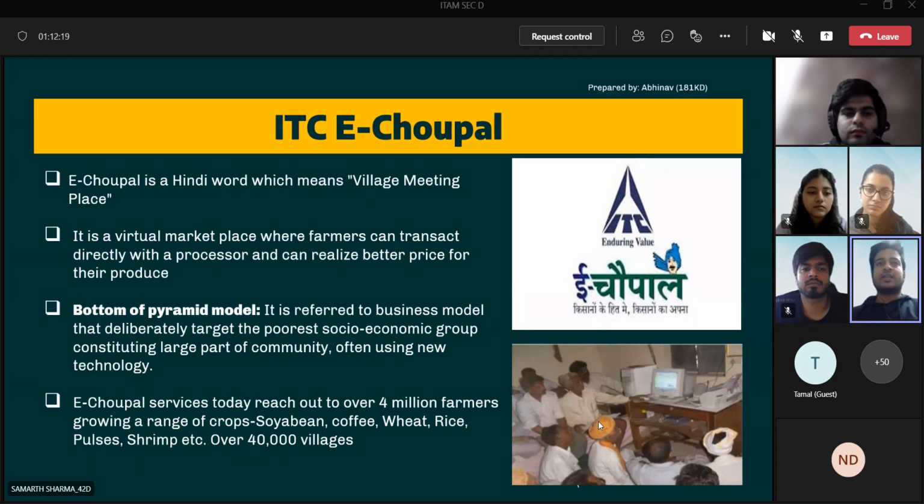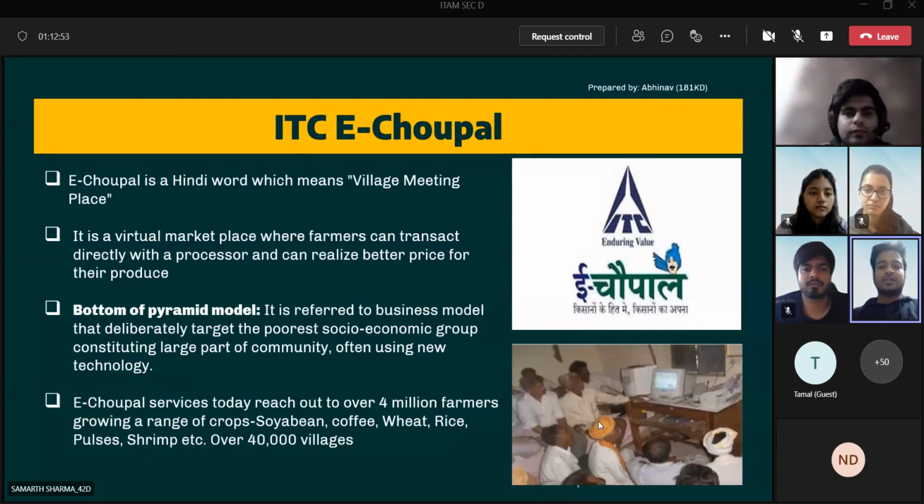There is low value addition and low margin, due to which again they have to go for low risk-taking ability. This cycle, ITC is trying to replace with higher productivity and higher income, as a result of which there will be enlarged capacity for risk management, larger investment, and higher quality and productivity. It is a bottom of the pyramid model for the lower socio-economic group, which constitutes a large part of the community, that is farmers in this case, where we are using technology to provide benefit to them.